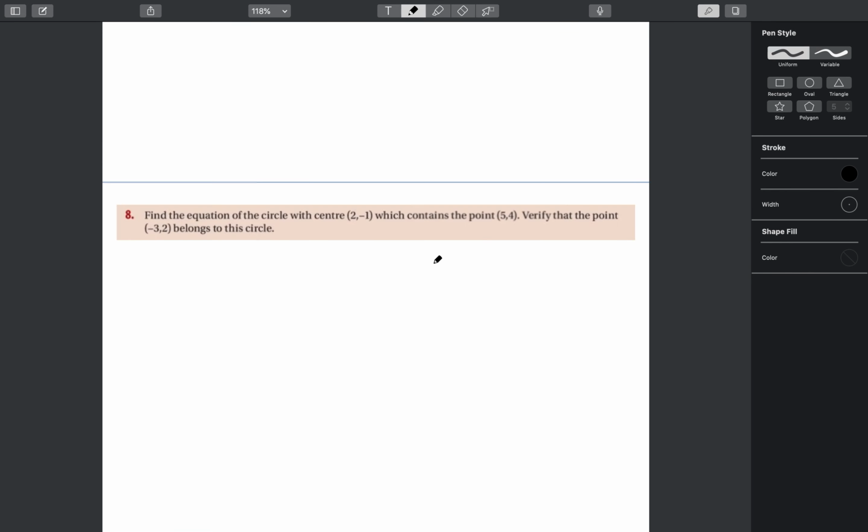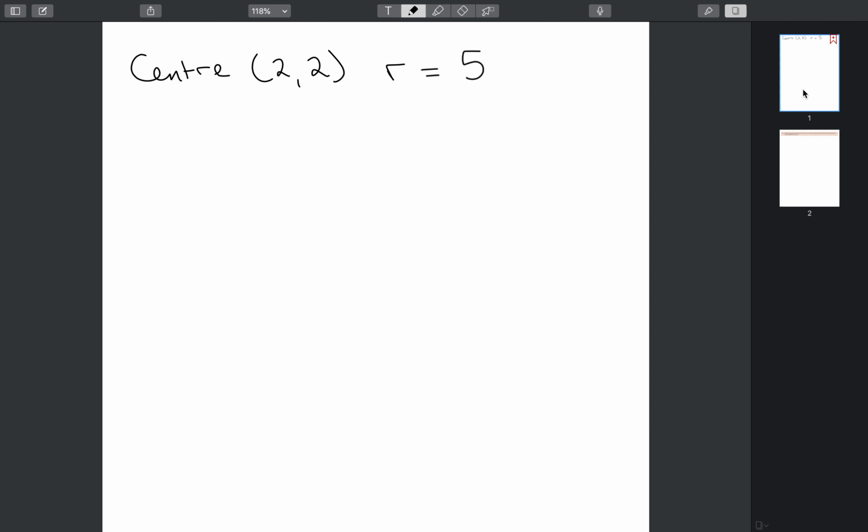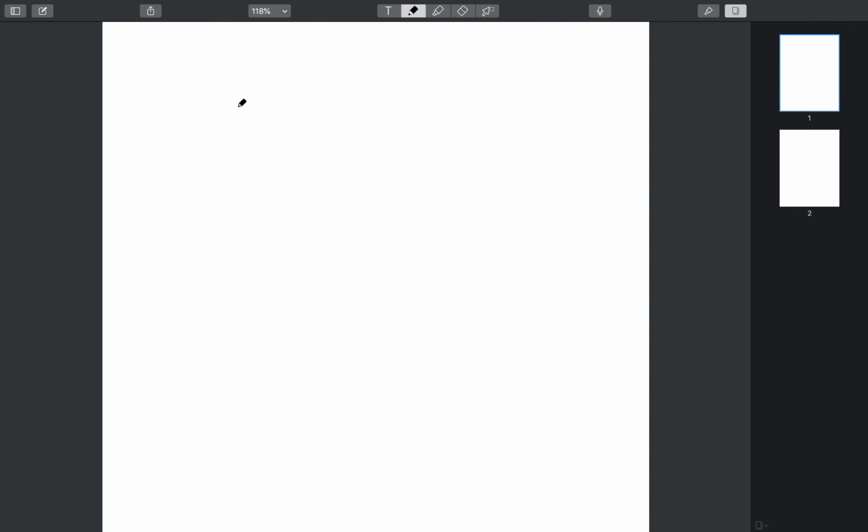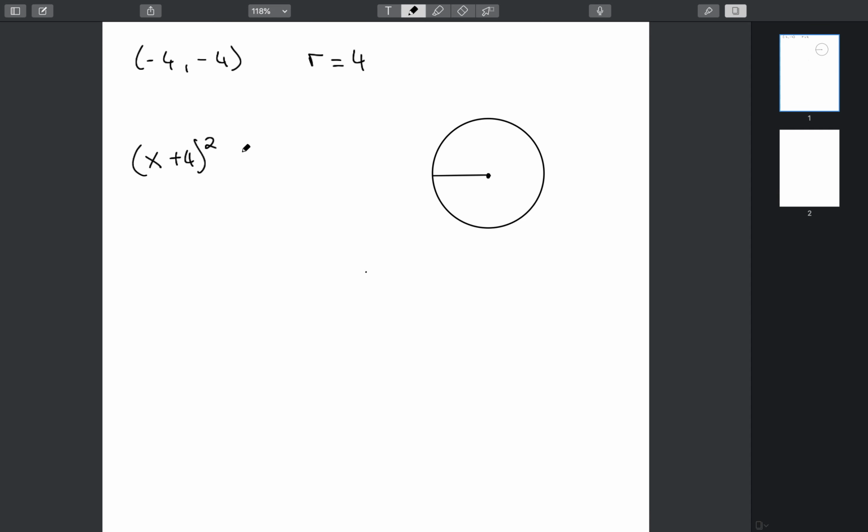So I'm just going to write that out for us in here, what exactly we are observing. So we had a centre there of minus 4, and let's just say for argument's sake we had a radius of 4. So we have a circle that had centre of minus 4, and a radius of 4. And we said the formula that would give us that circle was x plus 4 squared plus y plus 4 squared is equal to 16.